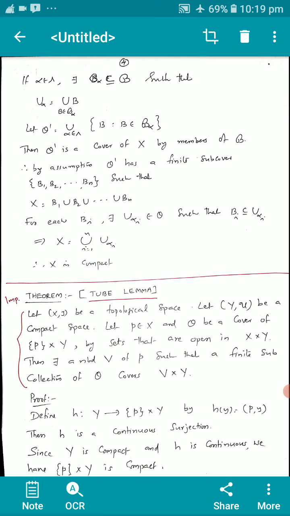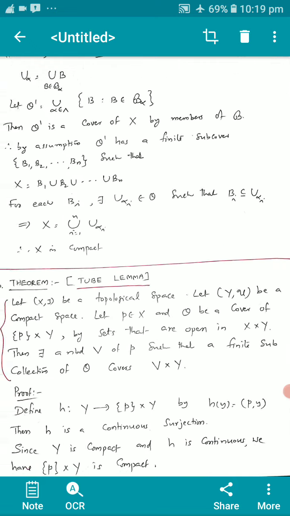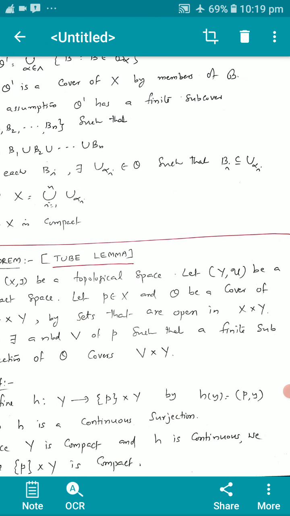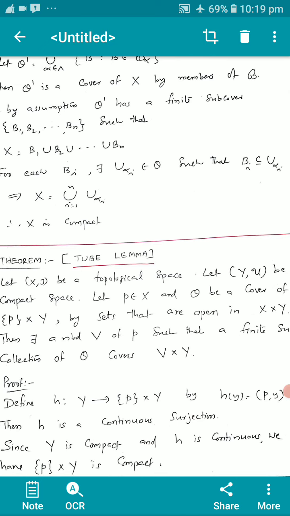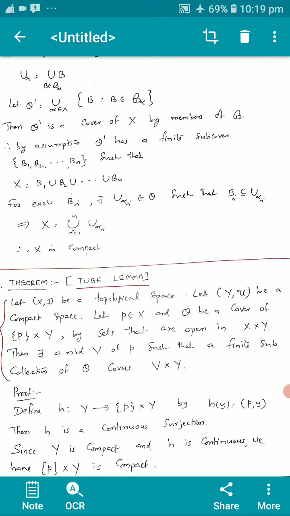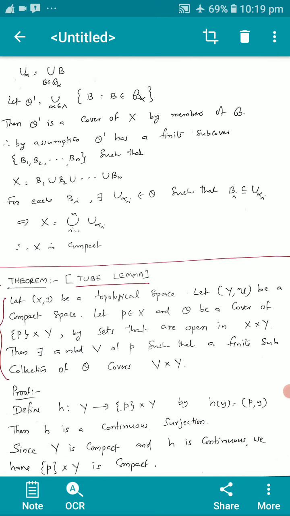The next theorem, which is an important theorem, is known as the tube lemma. Let X be a topological space and Y be a compact space. Let P be a point in X, and θ be a cover of the singleton set {P} cross Y by sets that are open in X cross Y. Then there exists a neighborhood V of P such that a finite subcollection of θ covers V cross Y.